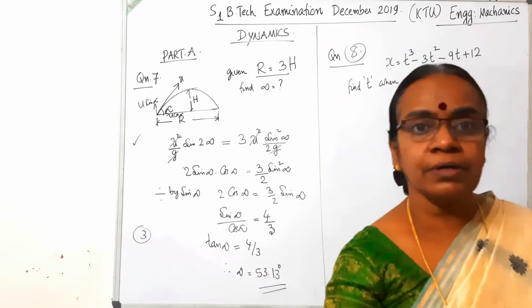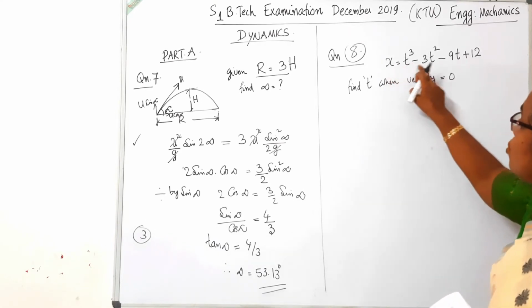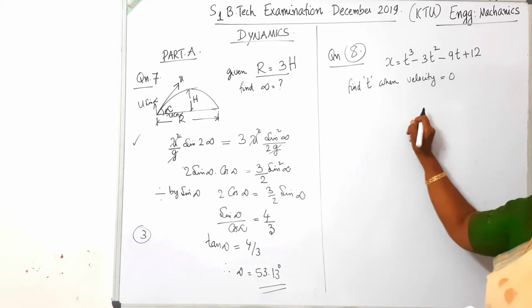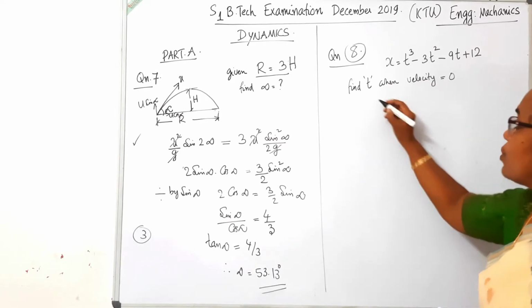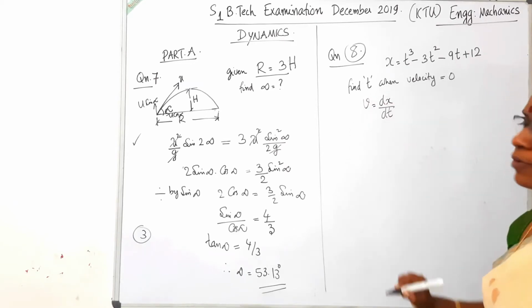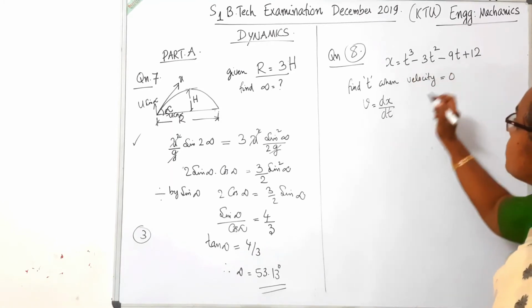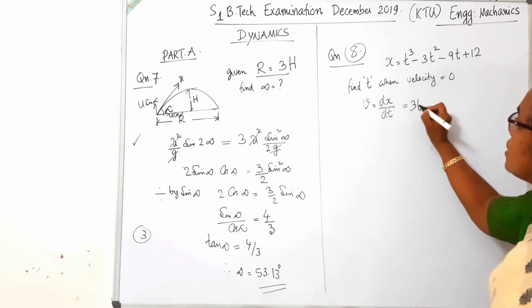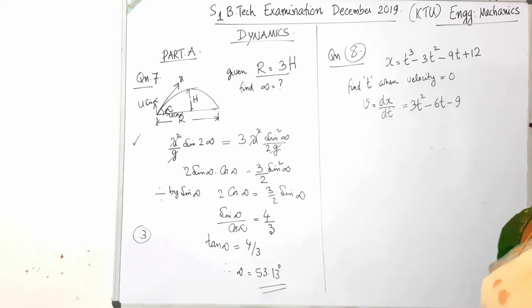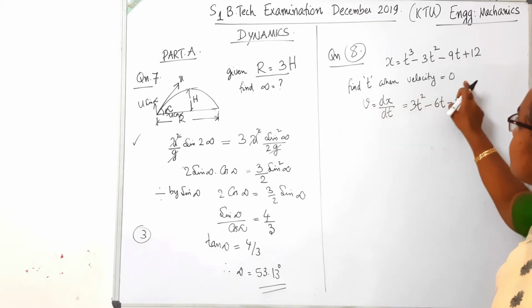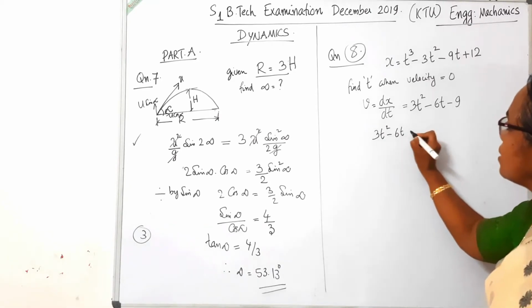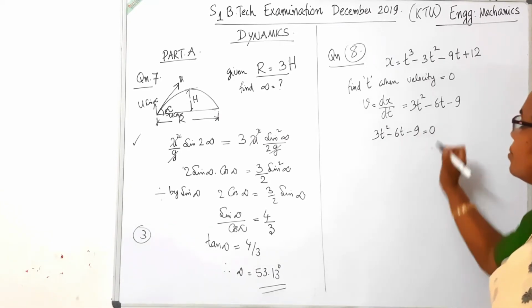Let us try this example. When x is equal to t cube minus 3t square minus 9t plus 12, we are asked to find the time when the velocity becomes 0. What is the relation between velocity and displacement? V is equal to rate of change of displacement, dx by dt. Differentiating, we get 3t square minus 6t minus 9. When the velocity becomes 0, 3t square minus 6t minus 9 is equal to 0.